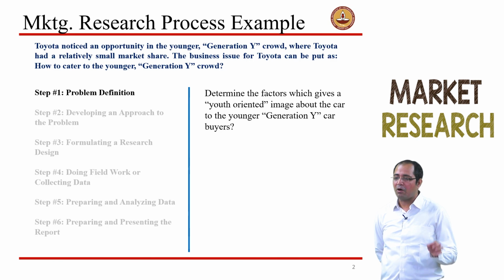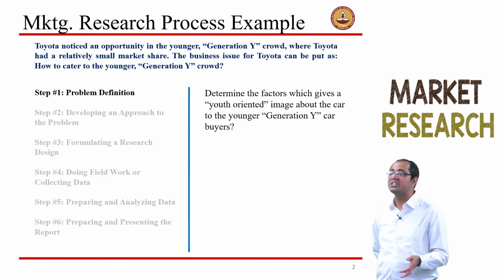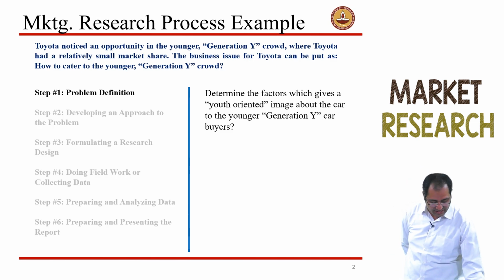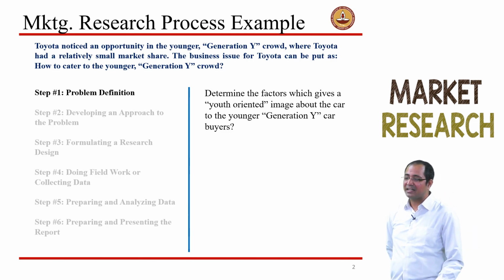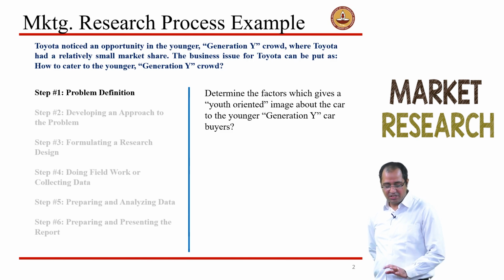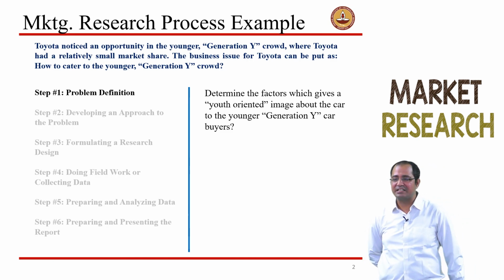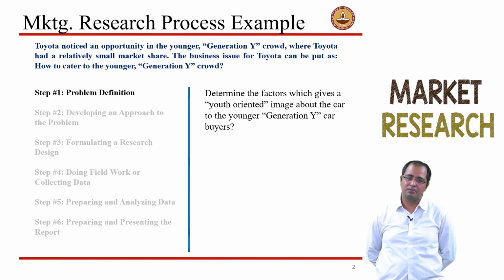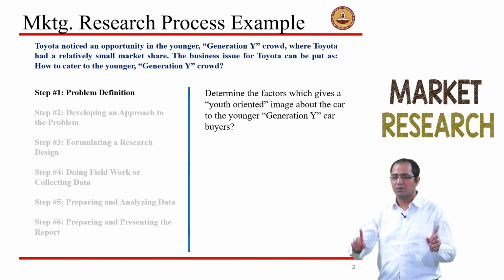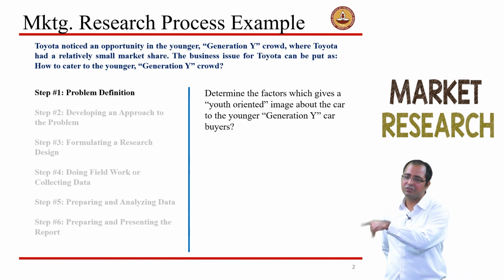So the problem definition for their business issue, which is how to cater to the younger generation Y crowd, is to determine the factors which give a youth oriented image about the car to the younger generation Y car buyers. This is one of the ways to state the marketing research problem. This is the opportunity example, not the problem one. We will also come to the problem one.